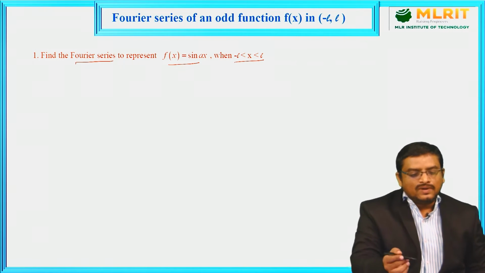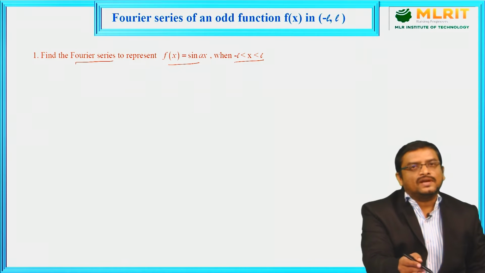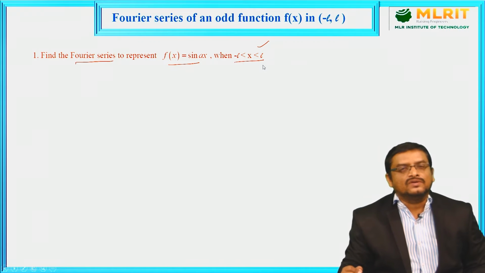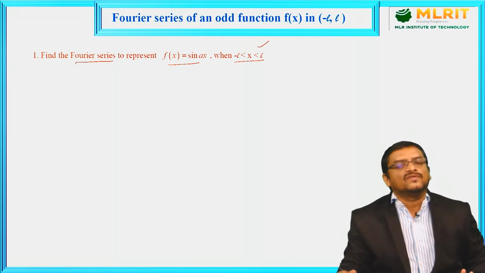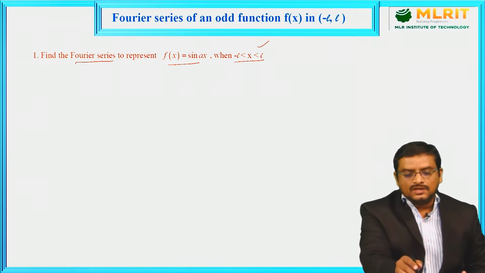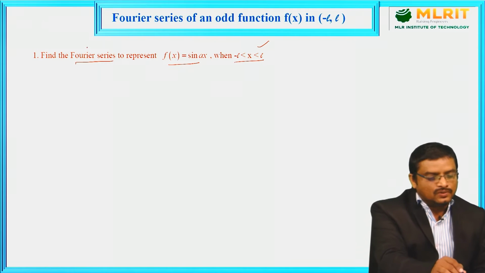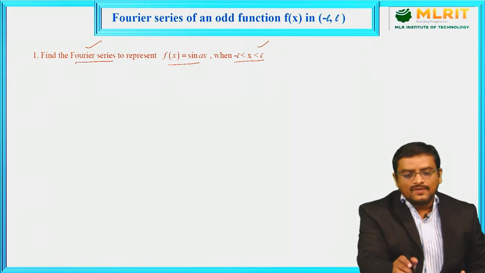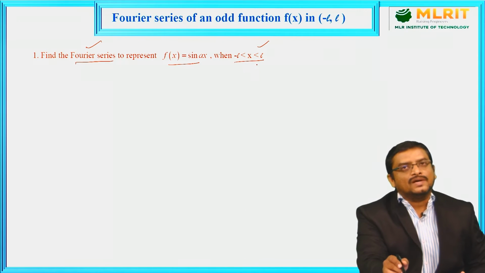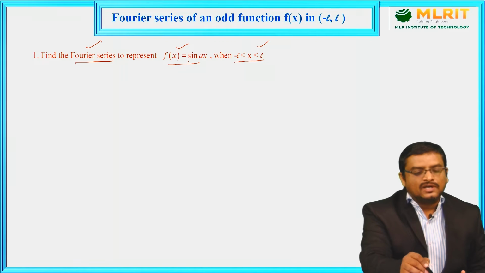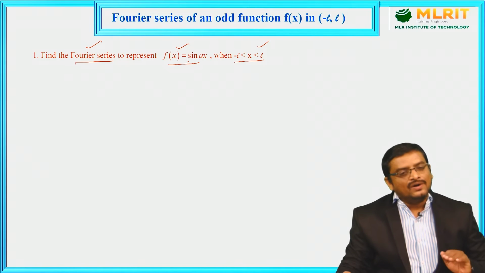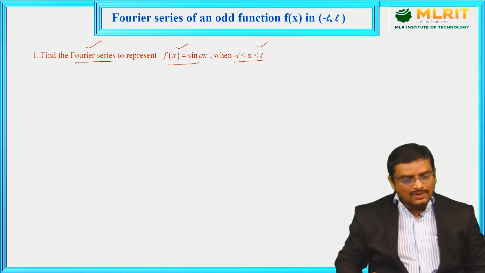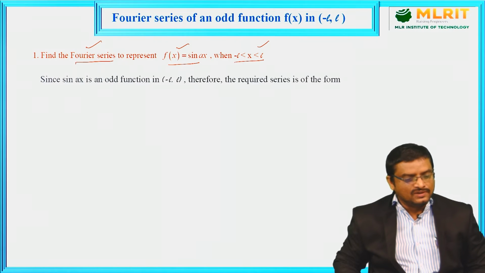Whenever we want to find the Fourier series for any function, we require the interval over which we have to find the Fourier series for that particular given f of x. Now this is the interval and this is the function. Whenever we have an interval of the form minus L comma L, we have to concentrate on the function f of x and check whether that function is an even function or an odd function.